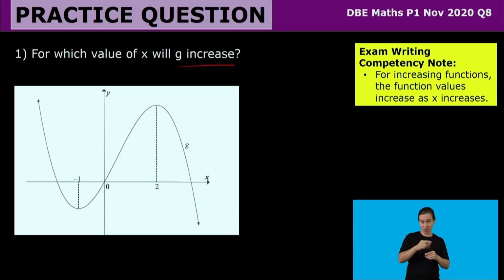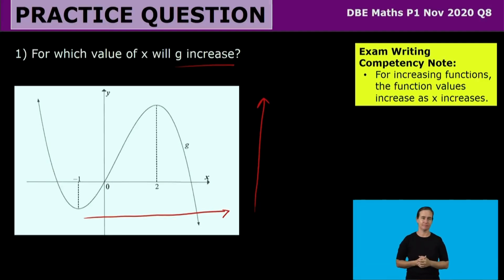Now, when a function is increasing, what that means is as the x values get bigger, so as x moves to the right, the y values move up. So the y values increase at the same time. So you analyze your graph, you break it up into sections, and you look for where x is getting bigger and y is getting bigger at the same time. Your function values, where are those getting bigger at the same time?